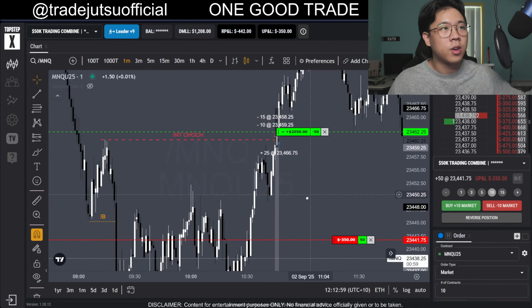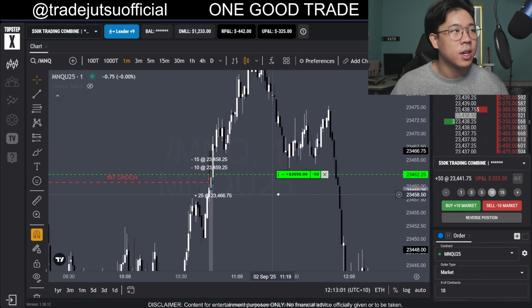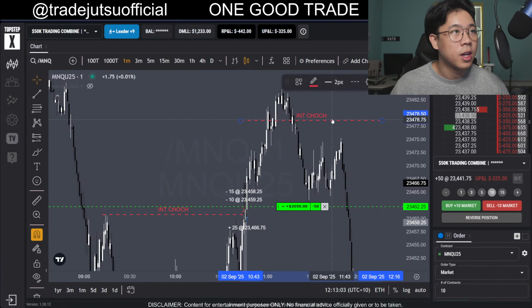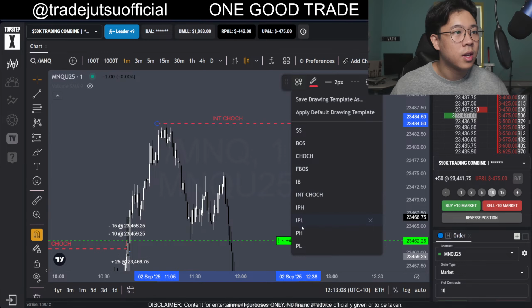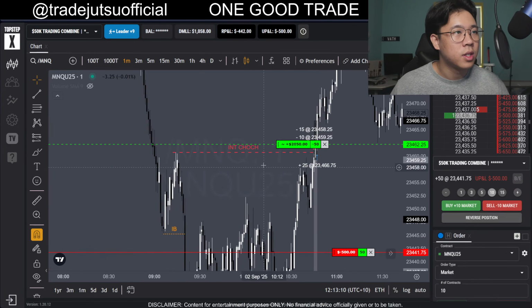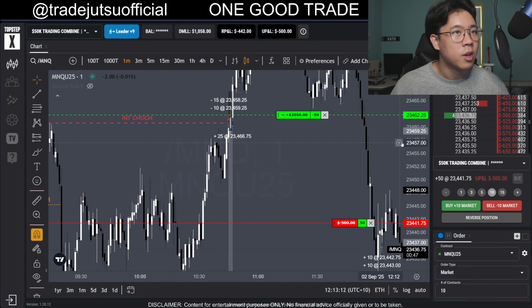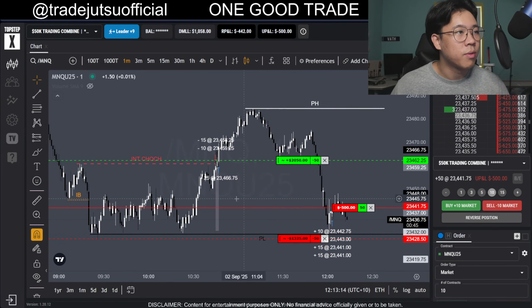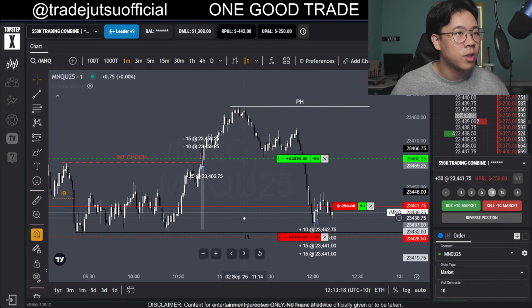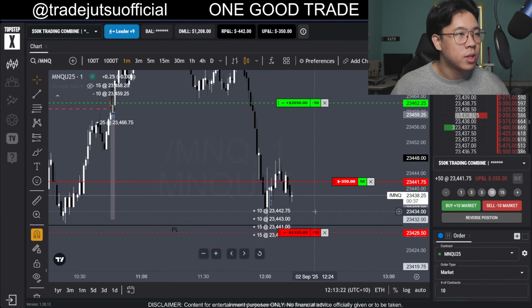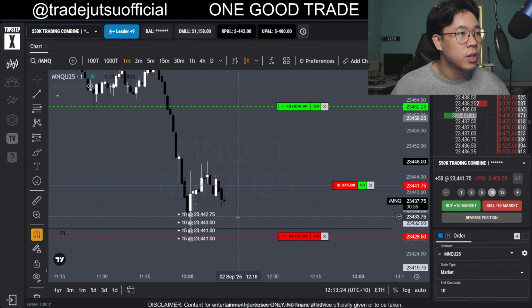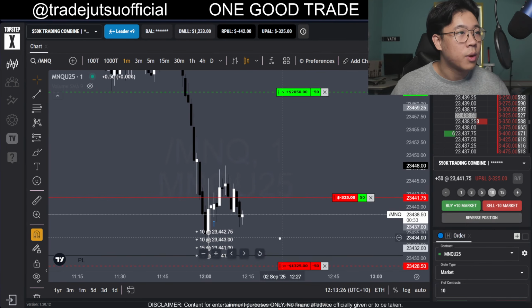After price had gone up, it created a new protected high, and this becomes that internal change of character. If we zoom out, now we've got a break to the upside with the protected high, and this protected low is an entry level. As you can see here, price came to this protected low, and we entered off one of these candles.